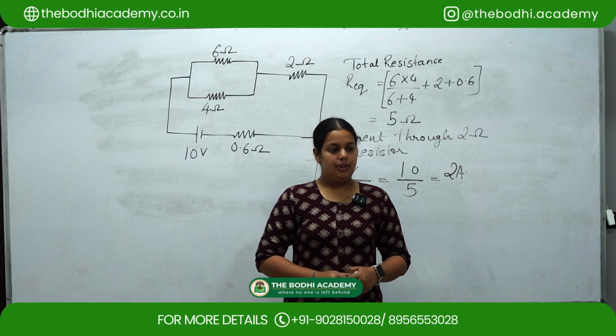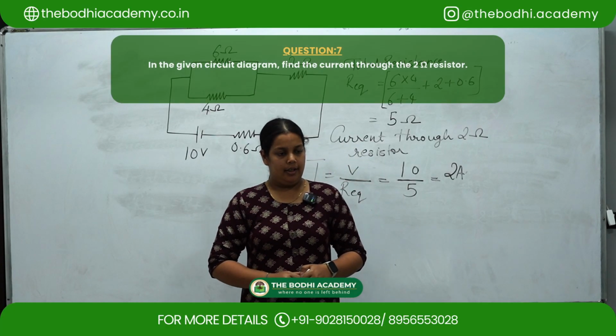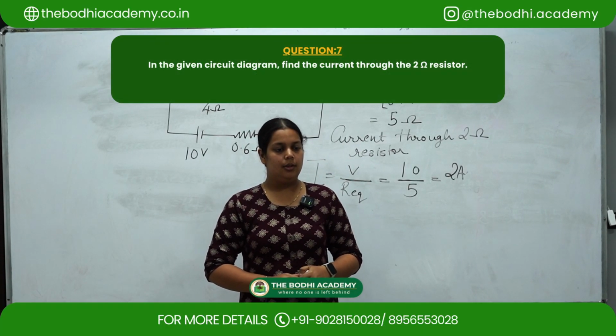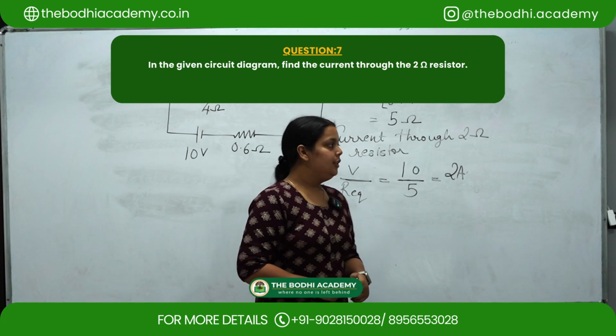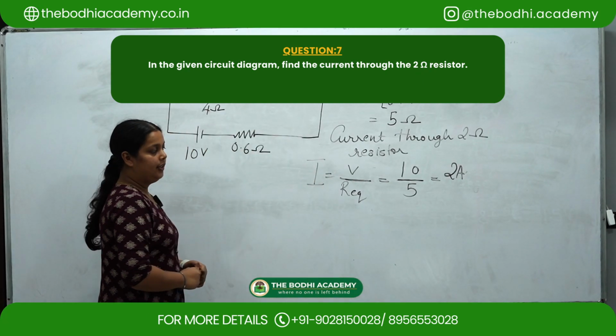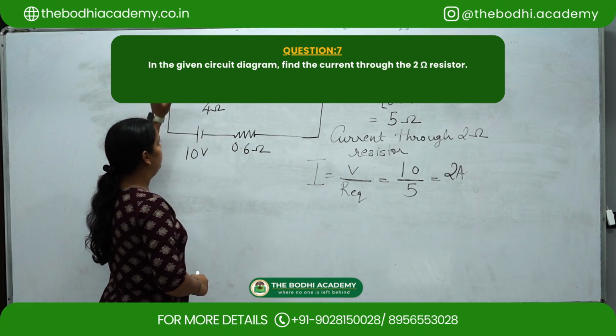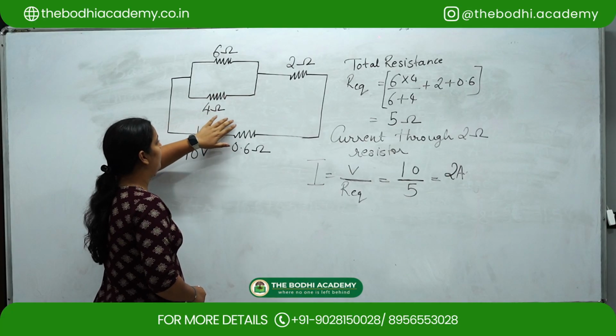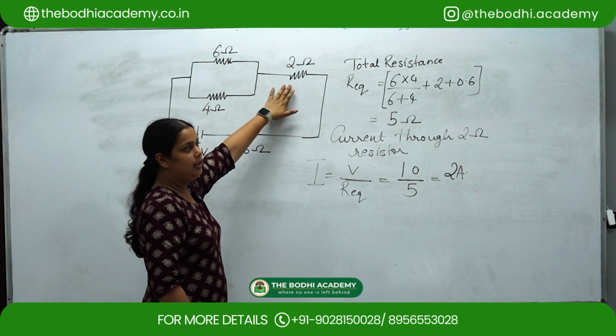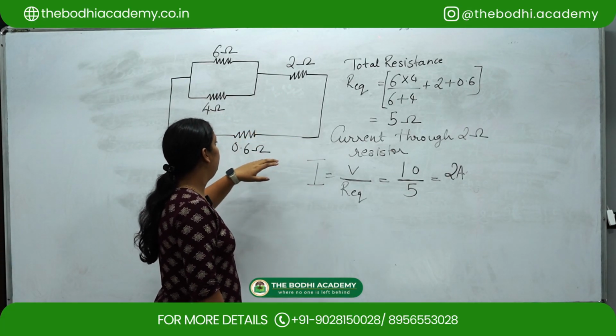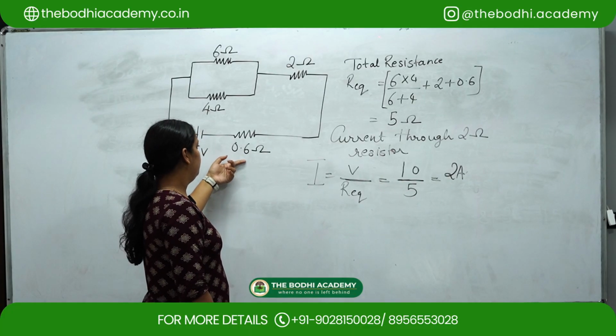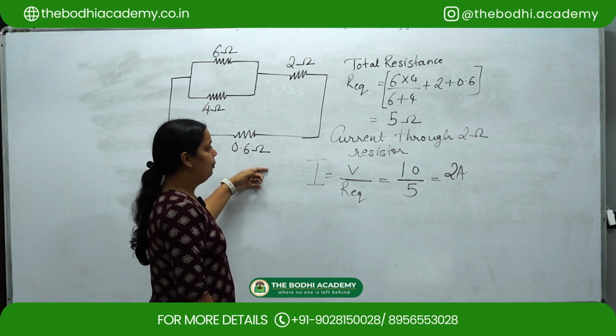Coming to the next question, in the following circuit diagram, find the current through the 2 ohm resistor. We are given a circuit diagram. We have two resistors in parallel, 6 ohm and 4 ohm, and one in series, that is 2 ohm, and one more resistor in series, that is 0.6 ohm.